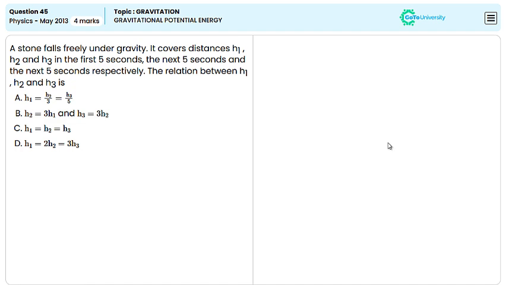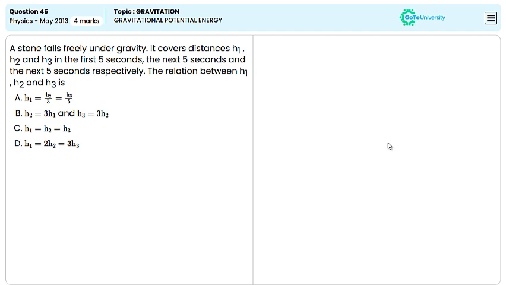A stone falls freely under gravity. It covers distances h1, h2 and h3 in the first 5 seconds, the next 5 seconds and the next 5 seconds respectively. What is the relation between h1, h2 and h3?